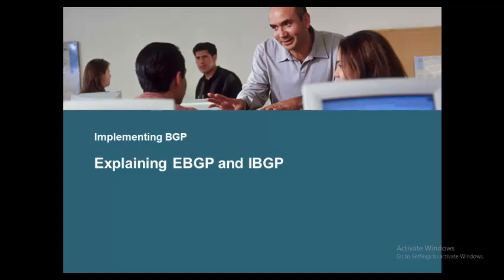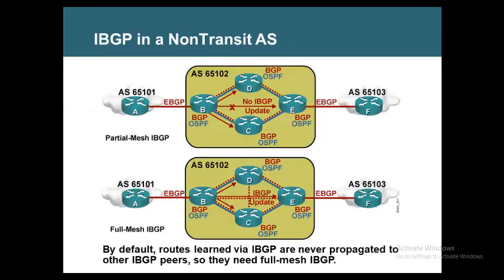Next thing is, inside IBGP, we need to have a full mesh. The reason is, a route learned from one IBGP peer will not be given to another IBGP peer. This point: the route learned via IBGP is never propagated to other IBGP peers. So they need full mesh.